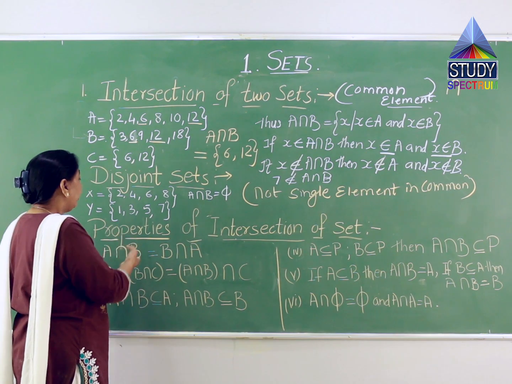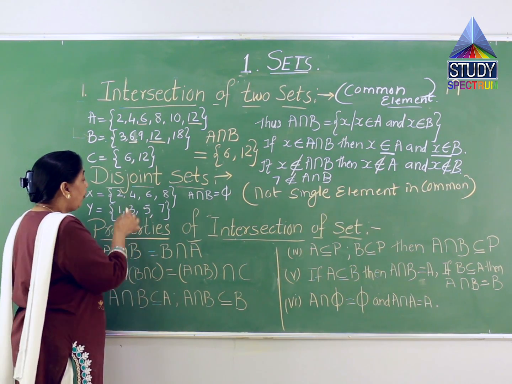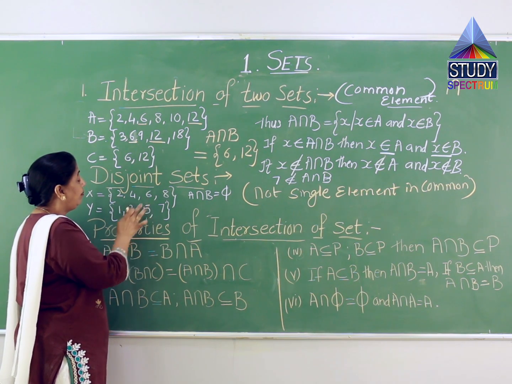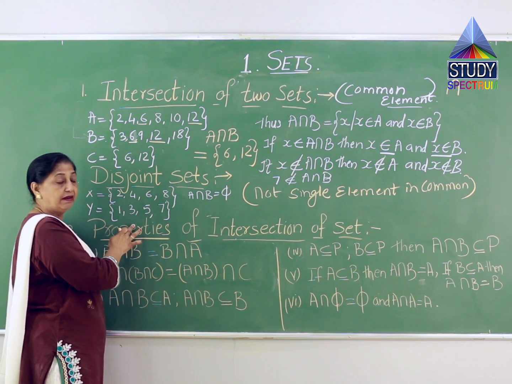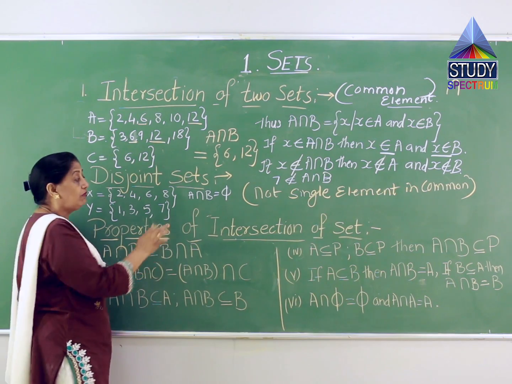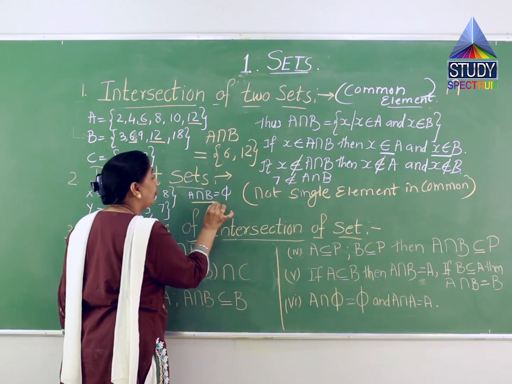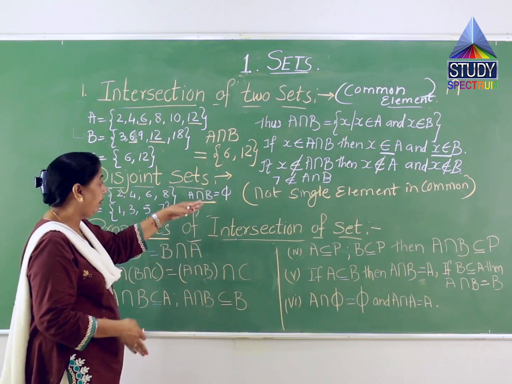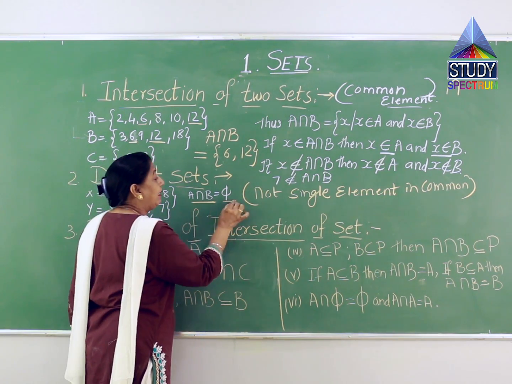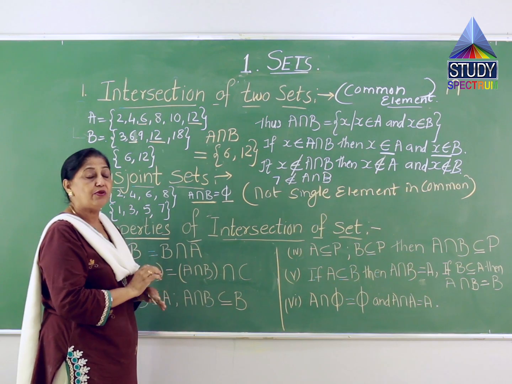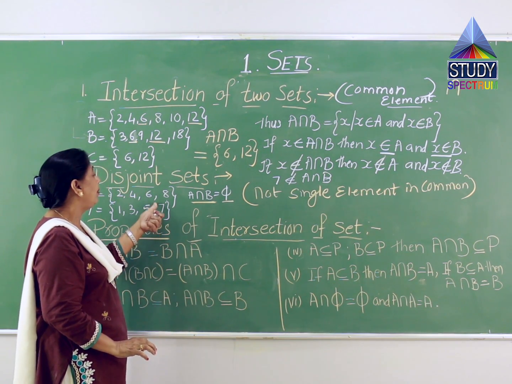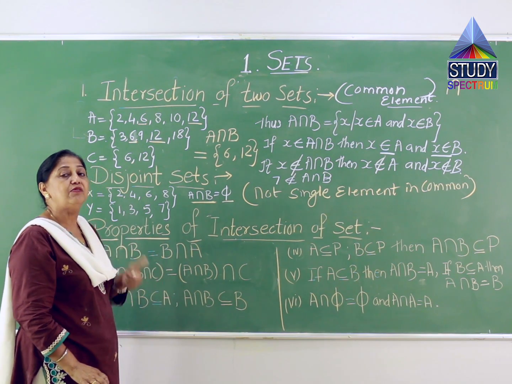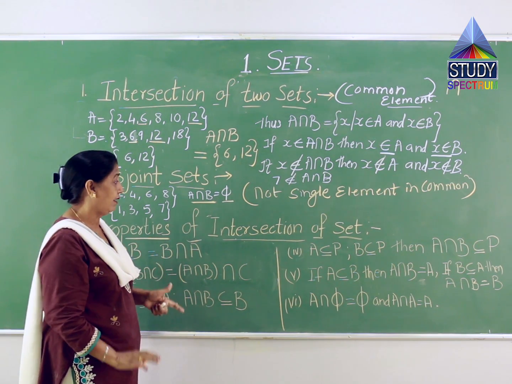Now if I want the intersection of these, do you find any number in common? No, not a single element is common in both the sets. So this set does not consist of any common element. When I talk about the intersection of set X with Y, what will I get? I'll get a null set, as not a single element is common in both the sets. So the intersection of disjoint sets is always a null set.